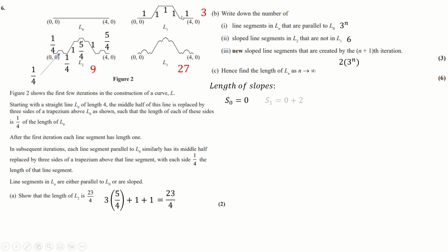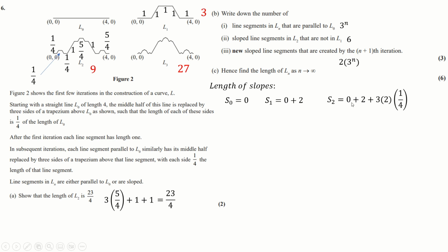S1 is just 2. You can put 0 plus 2 to be fancy, just because of what's going to happen next. S2 is, now be a bit careful here, 0 plus 2 obviously, plus all the new ones, which we've already said is 3 times 2 to get how many new ones there are, 6, times a quarter because they're all a quarter of the length of the ones before.